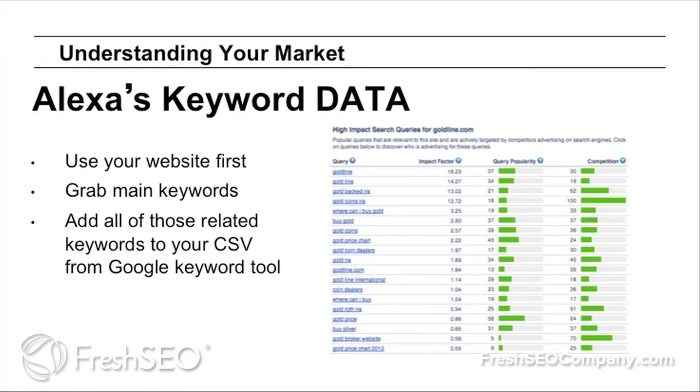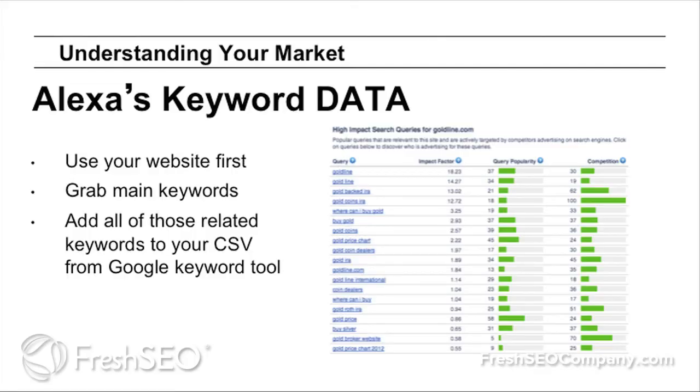So Alexa.com, lots of folks are not familiar with Alexa. It's a site that's owned by Amazon now, but there's a thing called the Alexa toolbar that lots of people have installed on their web browsers, and they're collecting data all the time about which keywords are driving traffic to specific websites.